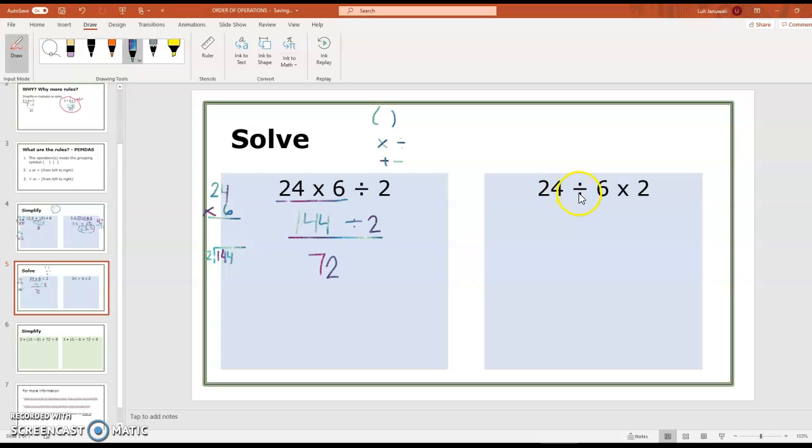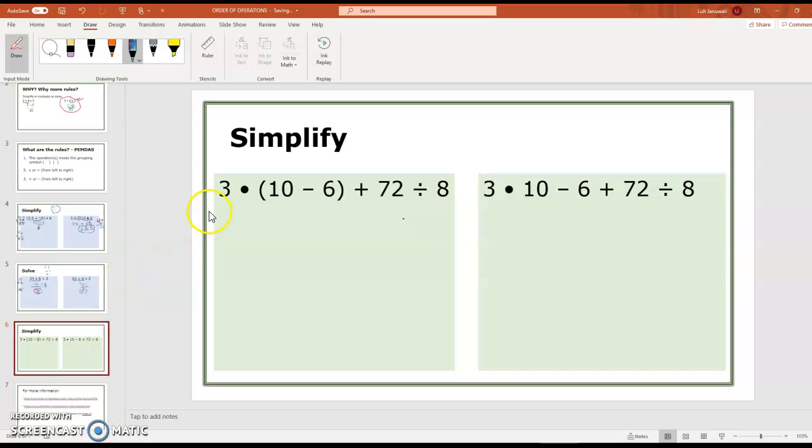Okay, in this case, there's no parentheses and there's no addition and subtraction. You just have multiplication and division. And remember, you have to do the one on the left. In this case, on the left is the division. So you do 24 divided by 6. That's 4 times 2, right? You rewrite this number here and rewrite the multiplication. And you rewrite the 2 and you get 8. So as you can see, the order in which you do the problems determines the answer.